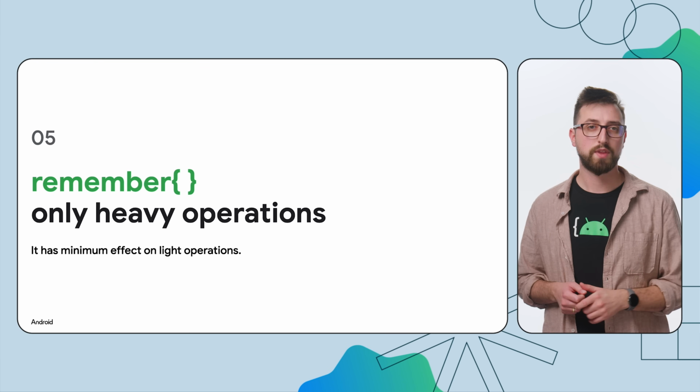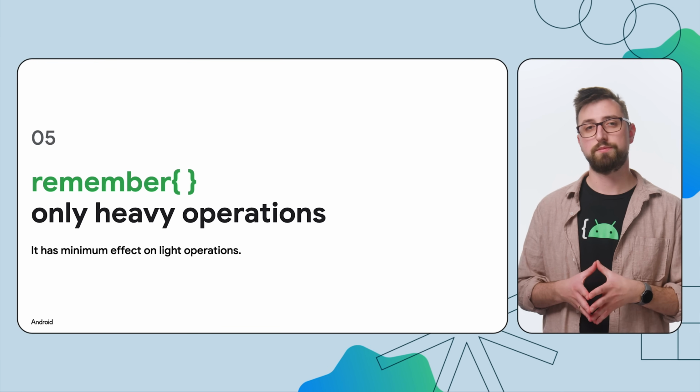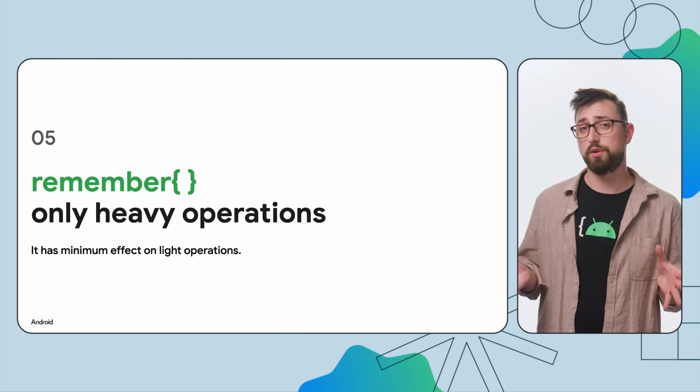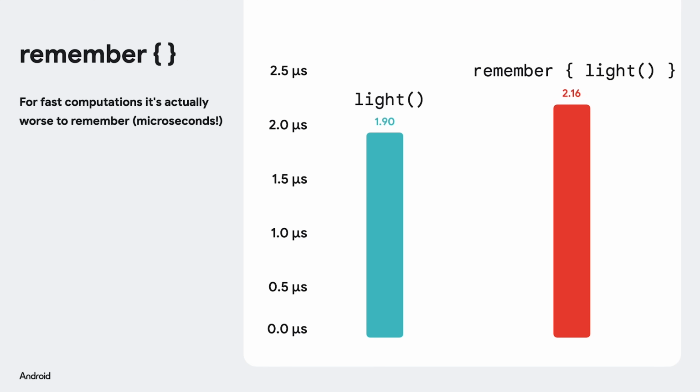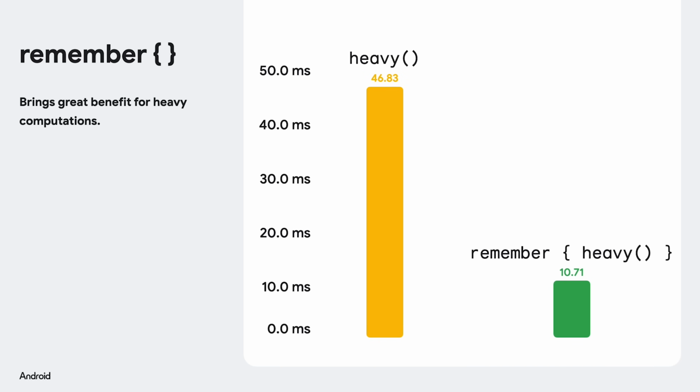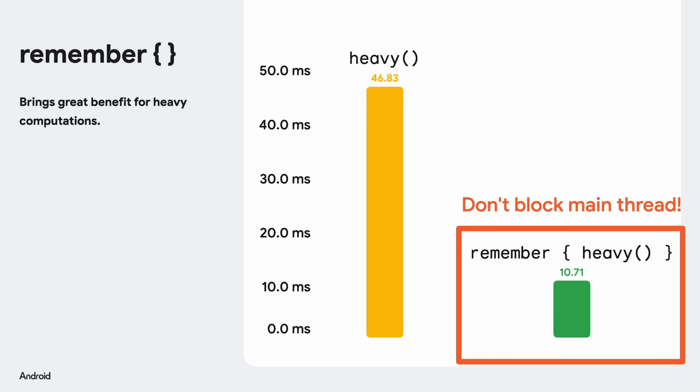Number 5. Remember only heavy operations. It has minimal effect on light operations. For fast light operations, it actually takes longer to execute. For heavy operations, though, it's definitely better to remember them as they only run once and therefore don't take time several times during composition. But ideally, you shouldn't do anything heavy in composition anyway. If you have something heavy, try to execute your code in a data layer or a view model. And don't compute heavy things in the main thread.